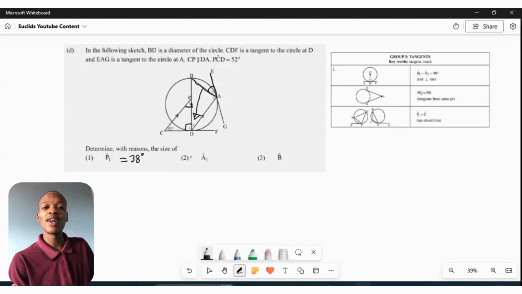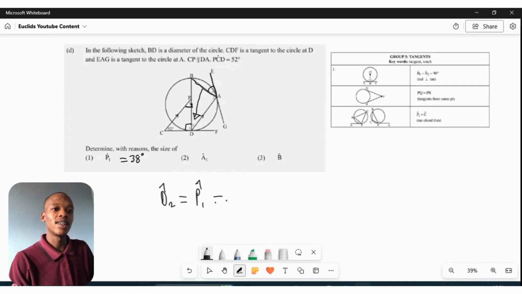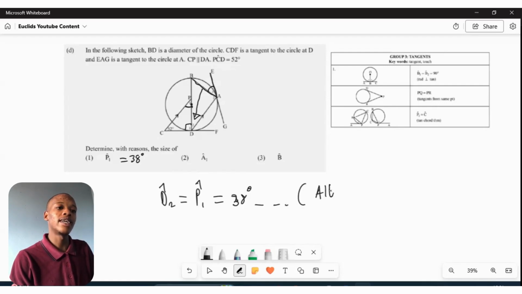Can we get D2? Exactly, we can, because we have parallel lines that we haven't used. So D2 is equal to P1, and they are equal to 38 degrees. How come? It's alternating angles. Why are they alternating? It's because CP is parallel to DA.